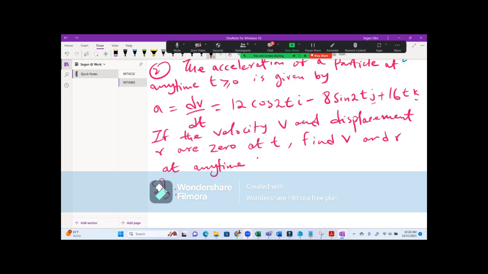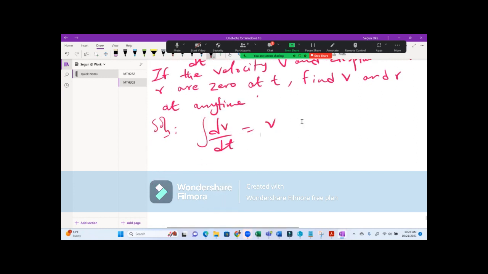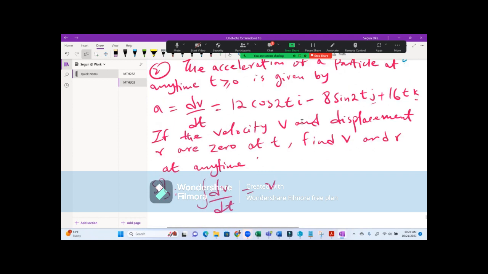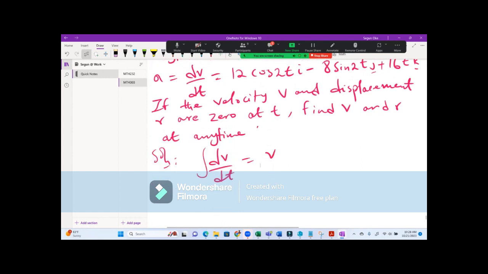As we all know, when you integrate dv/dt, it will give you v. That is, integration is anti-differentiation. So now we have v. Sorry, sir, our dv/dt will give us a, acceleration, not v.